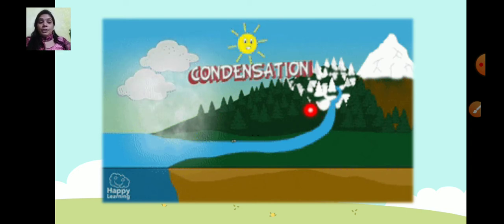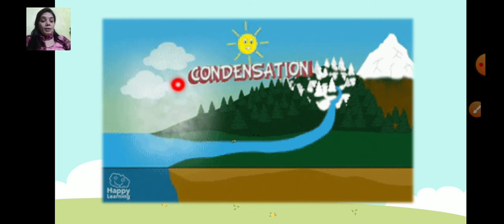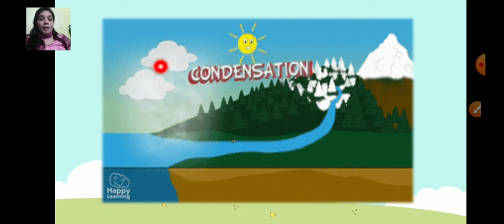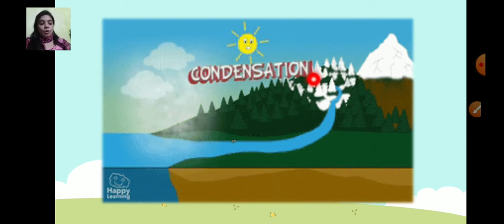So what is evaporation? Due to the heat of the sun, the water is heated and gets evaporated. Water vapor forms and they form the clouds. And now what is condensation? This water vapor again cools down and changes back into water. This process is called condensation.